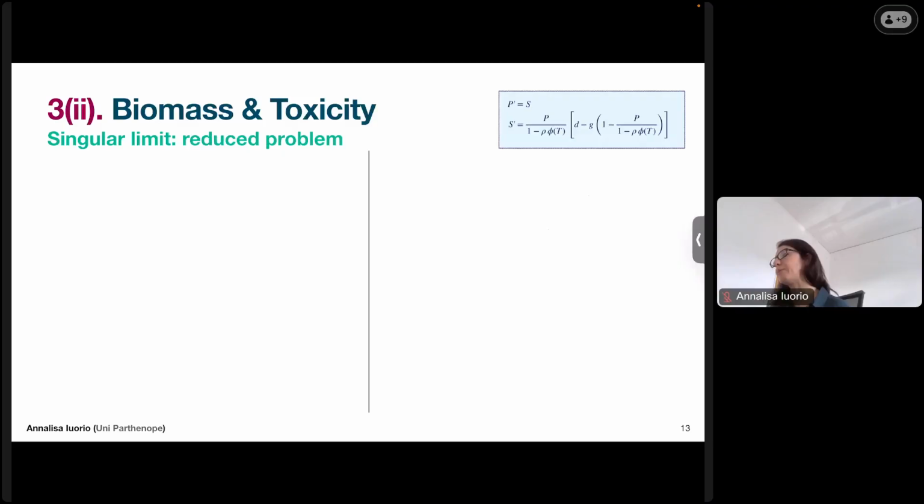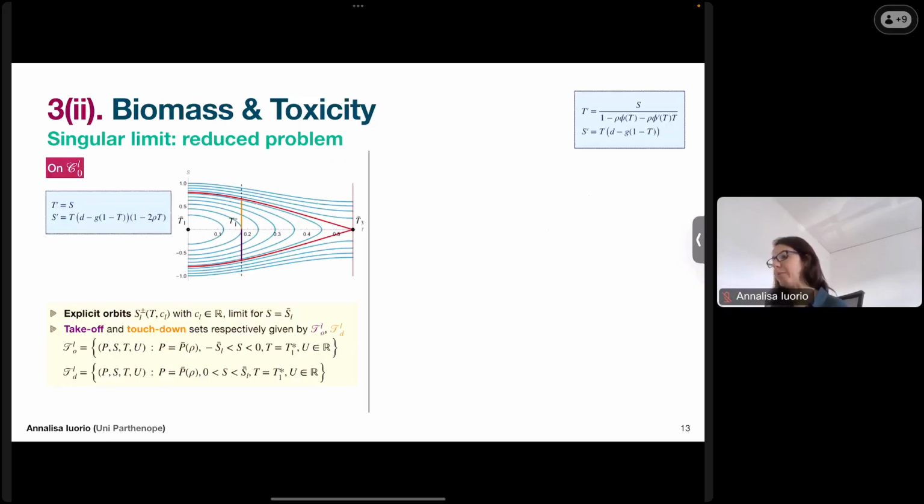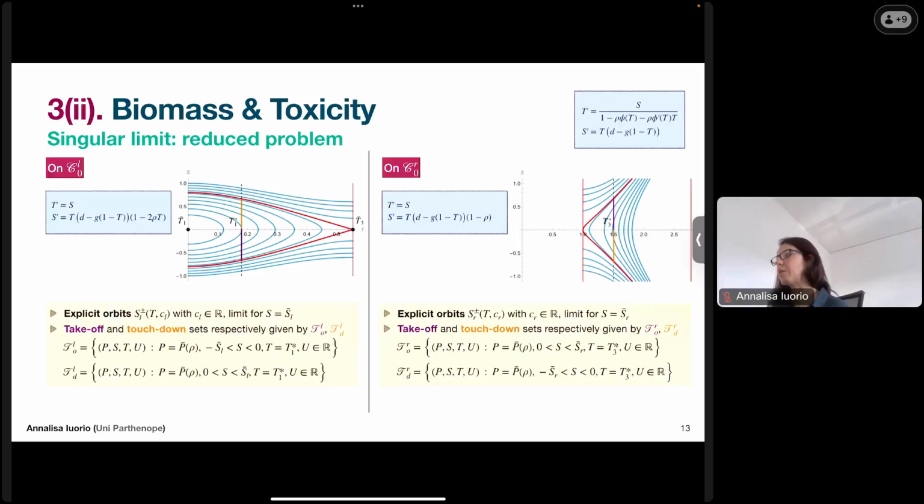So we set epsilon to 0 on the slow scale, and we end up with the PS subproblem that we have over there on the critical manifold. Since we are on the critical manifold, it's more convenient to write this system in terms of T and S rather than P and S. But T and P are related because we are on the critical manifold. So we end up having both the dynamics on the left part of the critical manifold and on the right part of the critical manifold.